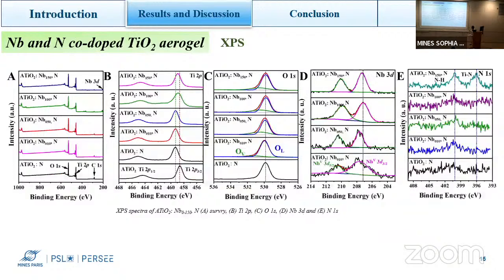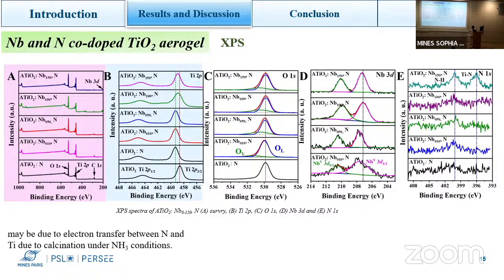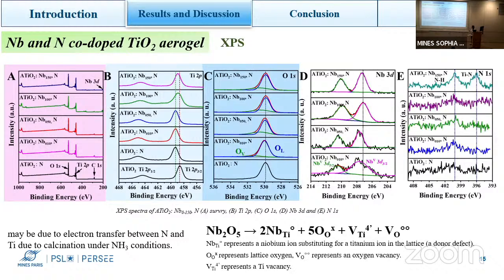And then for the niobium-nitrogen co-doped TiO2 alcohol gel, the survey is the same. For titanium, it's showing Ti4+, but with the ammonia treatment, they're showing a shift. So maybe it's due to electron transfer between nitrogen and titanium. And then we also observed the lattice oxygen and oxygen vacancies because of niobium doping. And the niobium was the same as before.